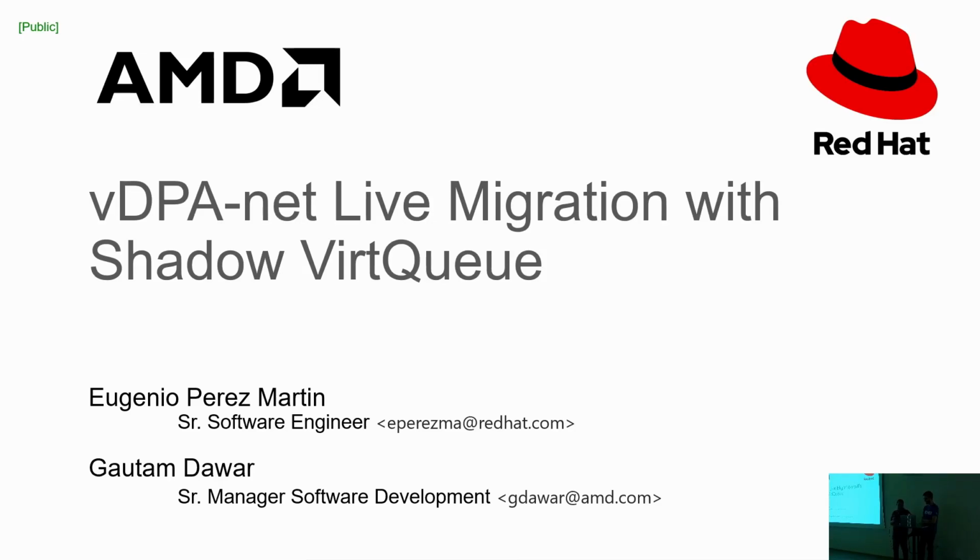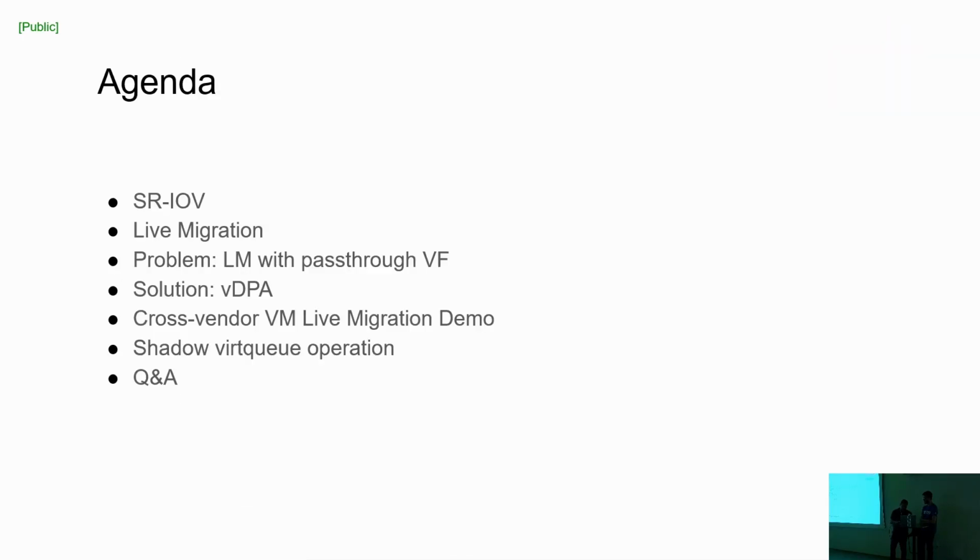So this talk is about vDPA-net live migration with Shadow Virtqueue. I'll cover the basic concepts first, and then we define the problem that we see with SRIOV VF pass-through when we are trying live migration, and how vDPA comes as a solution to that problem. We then demonstrate a live migration demo across 2 different hosts which have hardware NICs from different vendors, and then we dive deep into Shadow Virtqueue operation.